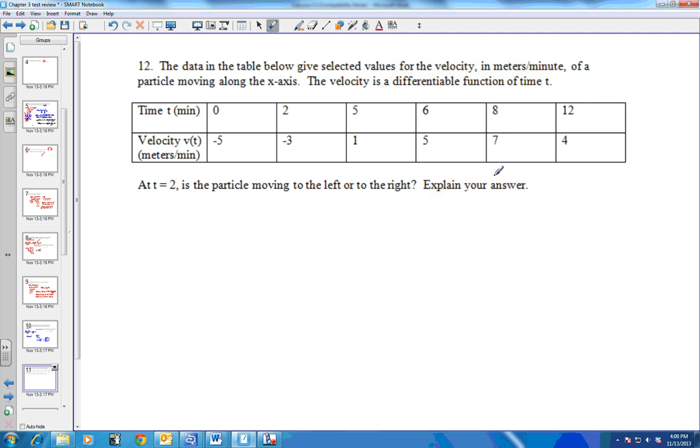Okay, well we should remember when we were doing particle motion that a particle is moving to the left when the velocity is negative, and it's moving to the right when the velocity is positive. So at 2 seconds or 2 minutes, my velocity is -3, so I know it is moving to the left because my velocity was negative, or less than 0. And that's it.